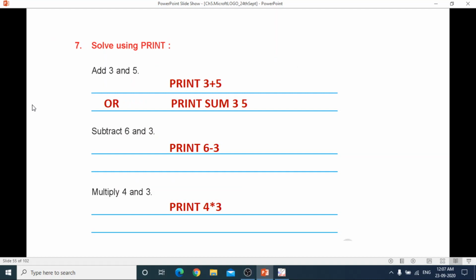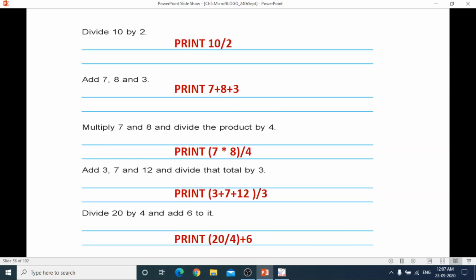These are the instructions that you have to write using print command. To add 3 and 5, simply print 3 + 5 or print sum 3, 5. Okay. For subtraction, print 6 minus 3. For multiplication, 4 multiplied by 3, print 4. Then division, addition, and if you have more than 2 operations, just put the bracket here. What is written here? Multiply 7, 8 and divide the product by 4. So you have to put the bracket. First, multiplication should be done, 7 multiplied by 8, and then slash and divided by 4. In the same way, the next 2 are done.